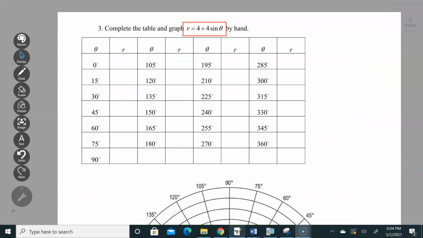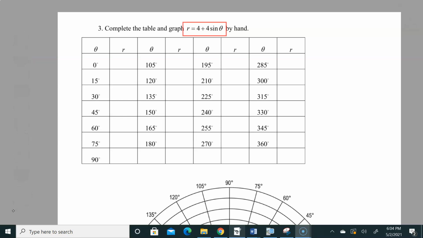Okay, so the next one we're going to do is r equals 4 plus 4 sine theta. 4 sine theta will just be the circle like we did earlier, but this is 4 plus 4 sine theta, so it's going to be a little bit different. It's going to be circular, but it's not going to be a circle.